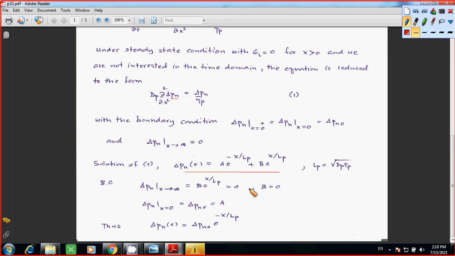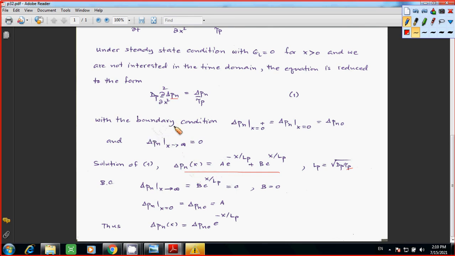This is your solution: A exponential negative x over Lp plus B exponential x over Lp, where Lp equals the square root of Dp tau p, the lifetime. Okay, we will talk about this tau p. I'm not sure that we talk about that, but let's move on. All right, we come back to this one later.